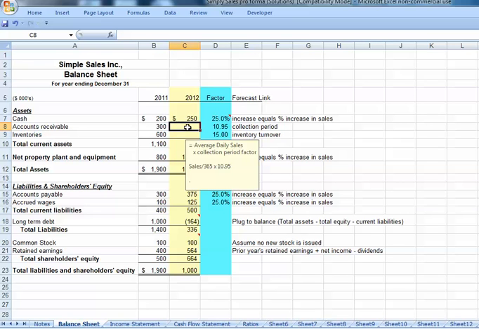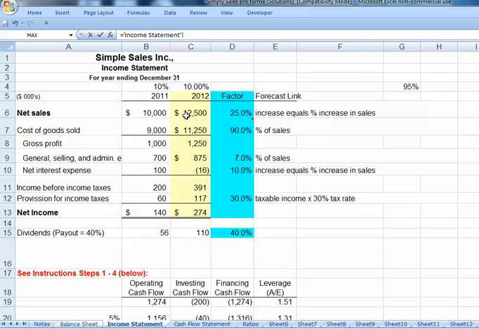Now, in terms of accounts receivable, we will calculate our accounts receivable simply by taking our average daily sales, how much do we sell on average each day, and multiply it by that collection period. So, average daily sales will be equals our income statement sales we find up right there, 2012, cell C6, divided by 365.